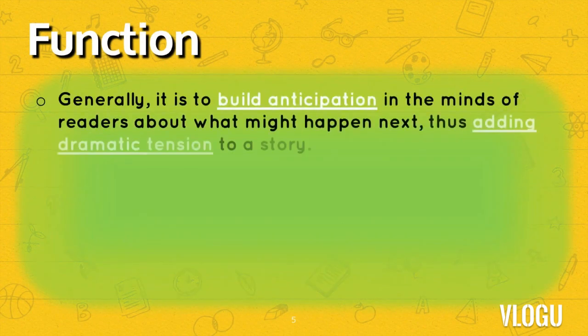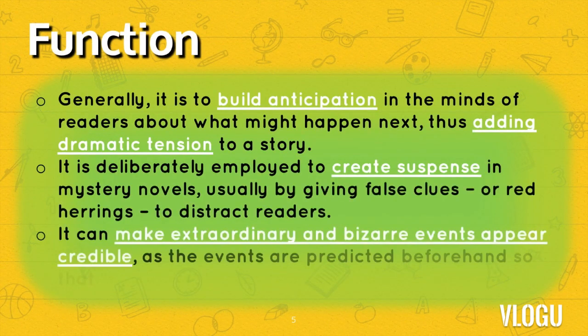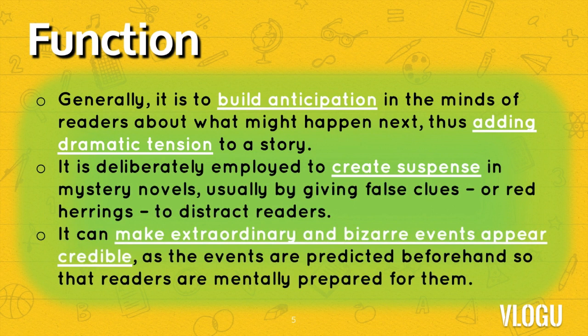Function. Generally, foreshadowing is to build anticipation in the minds of readers about what might happen next, thus adding dramatic tension to a story. It is deliberately employed to create suspense in mystery novels, usually by giving false clues or red herrings to distract readers. It can make extraordinary and bizarre events appear credible, as the events are predicted beforehand so that readers are mentally prepared for them.